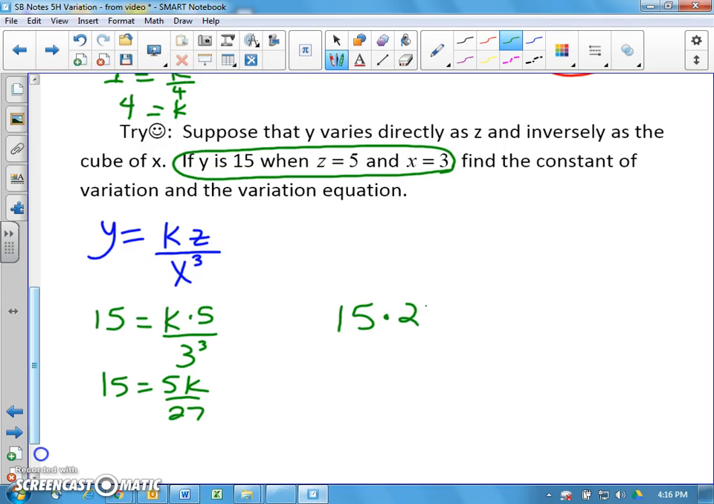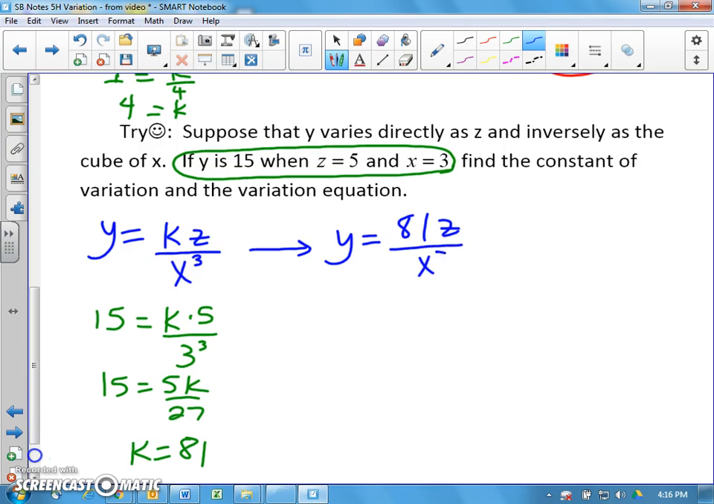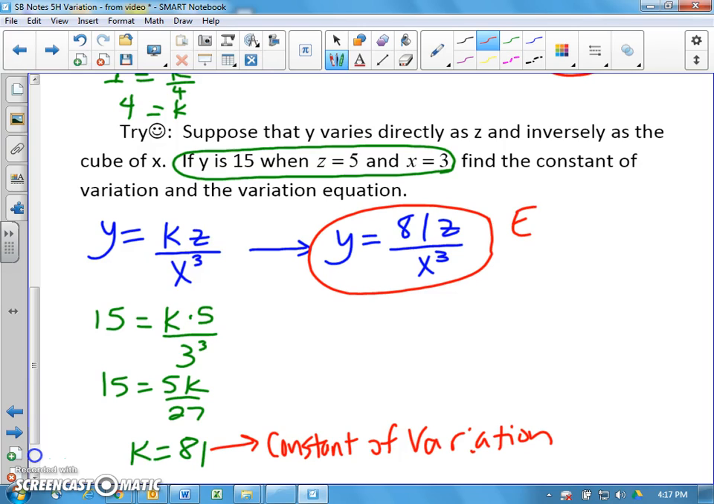So if I think through this, multiply by 27, divide by 5, to do this easier, I'm going to go ahead and do my division first. Then that makes this 81. So we can see that k is 81. So now let's write our equation of variation. We would have y equals 81z over x to the third. Finally, let's look at our task. Oh, that was our task. They just wanted the constant of variation and the variation equation. So 81 is your constant of variation. And this right here is your equation of variation, or your variation equation.